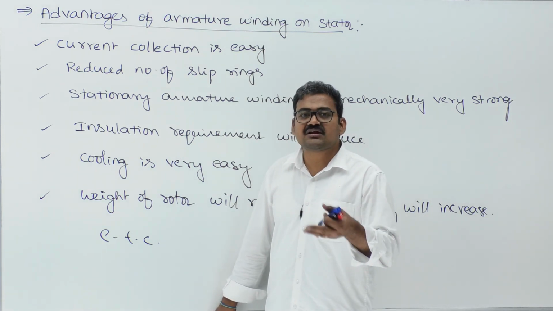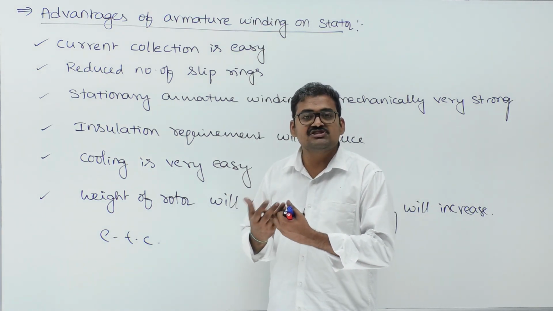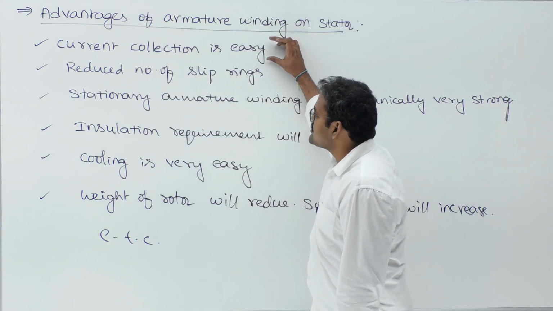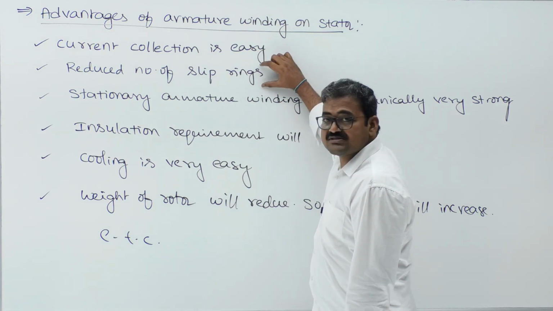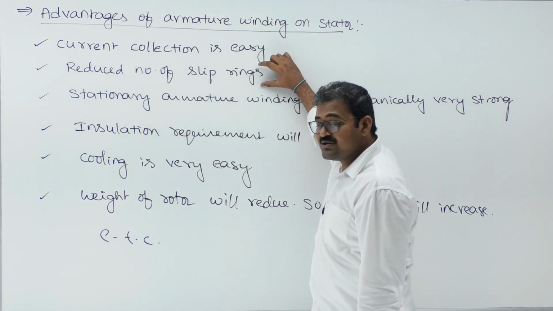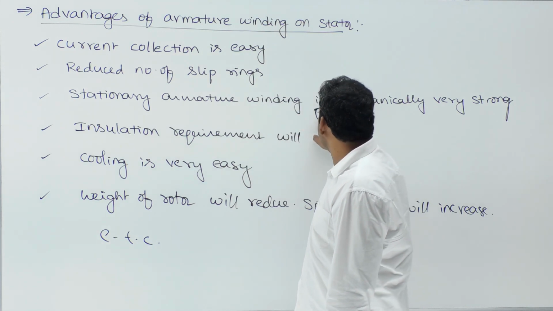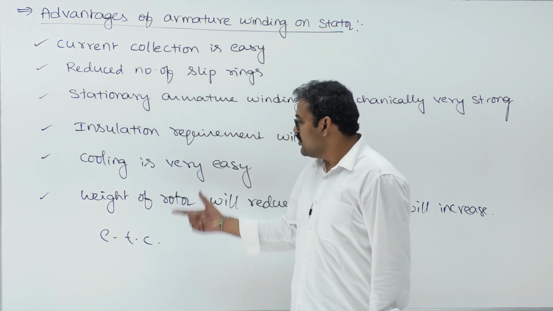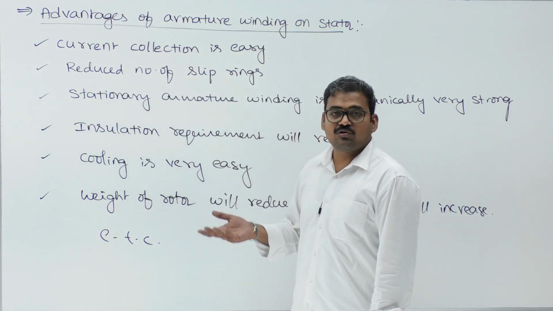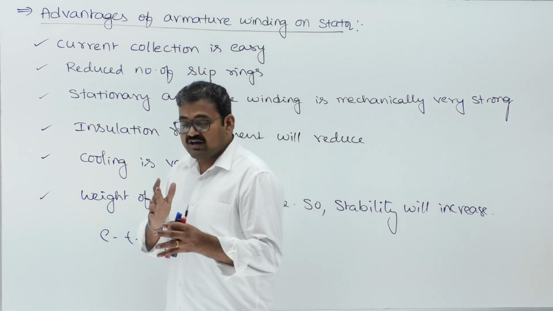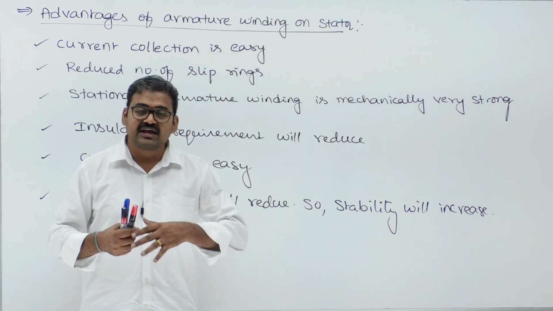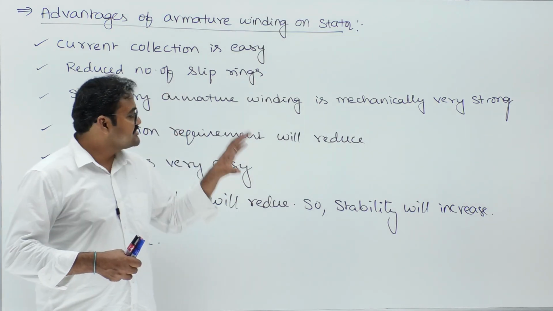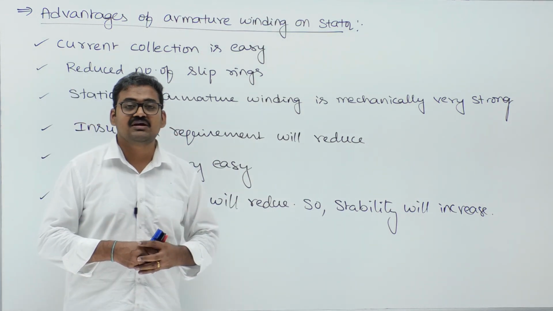So most of the generating power plants are nowadays equipped with synchronous generators. When armature winding is stationary, current collection is easy. Number of slip rings are reduced. Rather than 3, we need only 2 slip rings. Stationary armature winding is mechanically very strong. Less amount of insulation is sufficient. Cooling is very easy. Weight of rotor is less. So, when hunting phenomena takes place, the speed can gain back to synchronous speed very easily. So, stability will improve. These are all the advantages if armature winding is on the stator part.